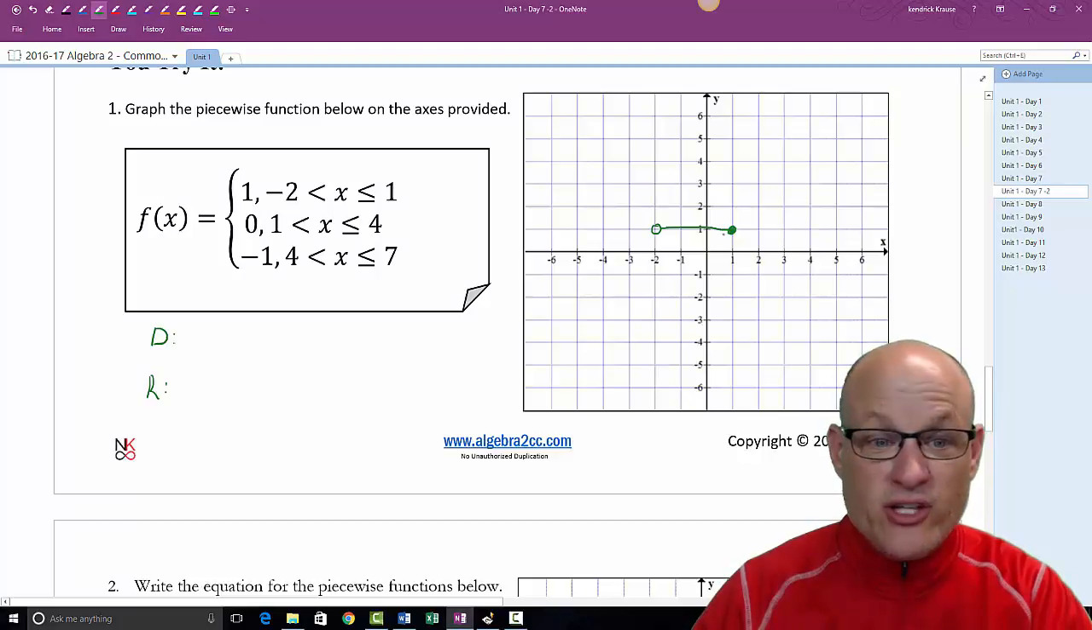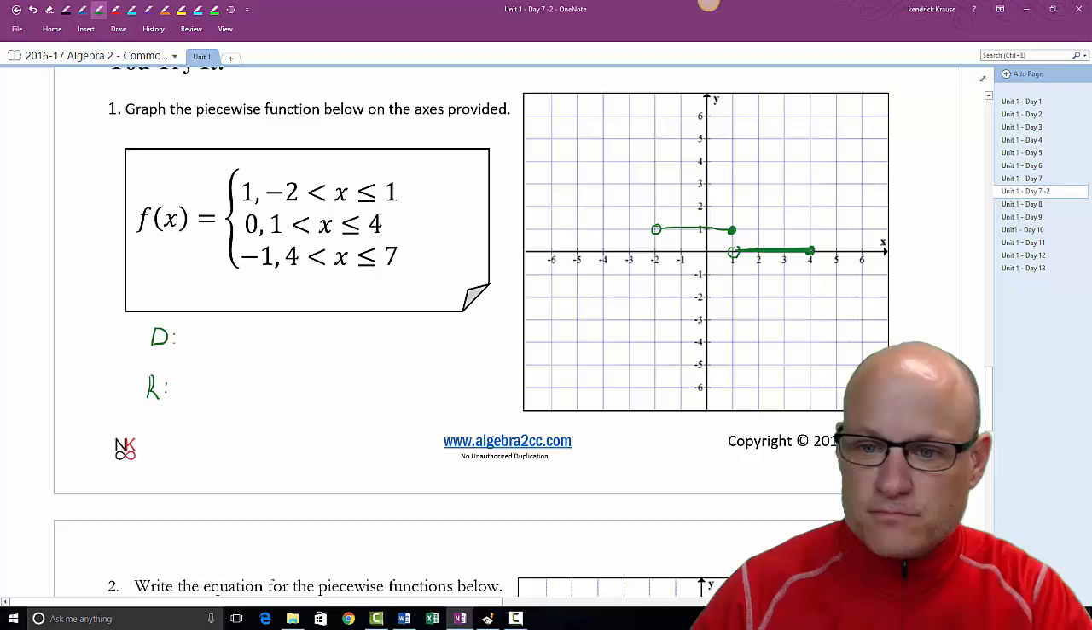Then it's equal to 0 from 1 to 4. Oh, this is 0. 0 from 1 to 4. So we'll fill in that circle. I know that's kind of hard on yours because it's a dark line already. And we fill in the 4. And finally, it's equal to -1 from 4 to 7.